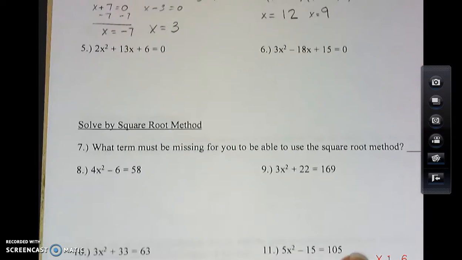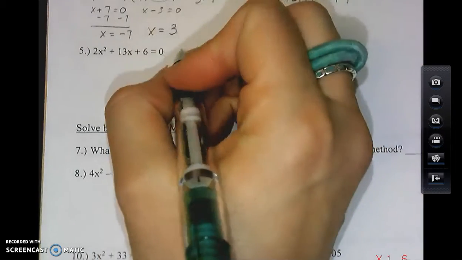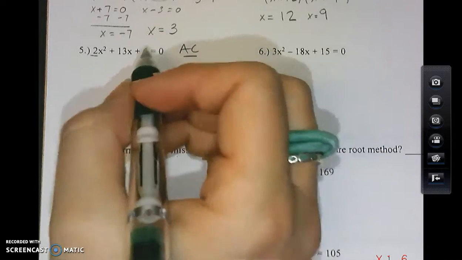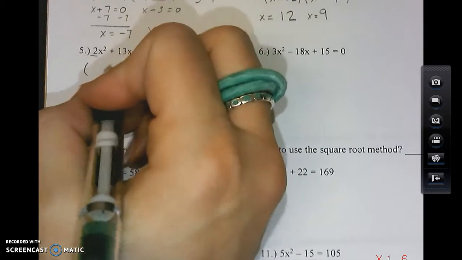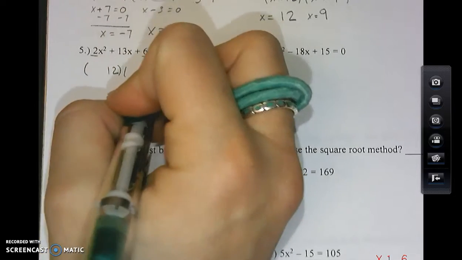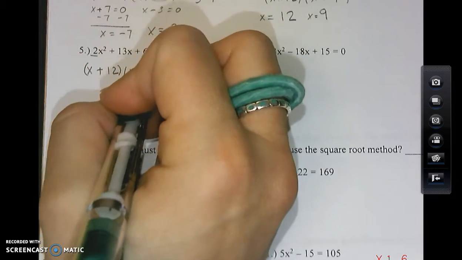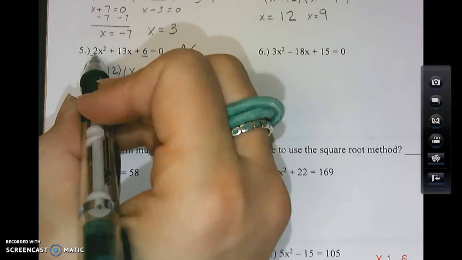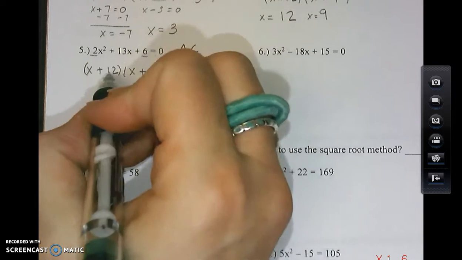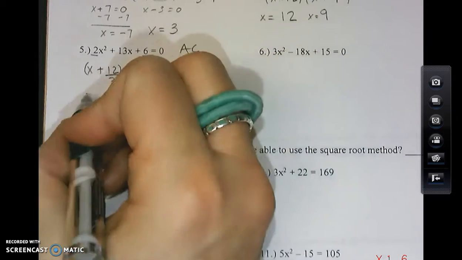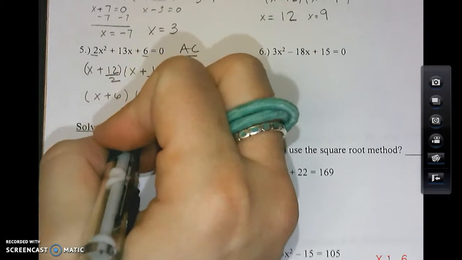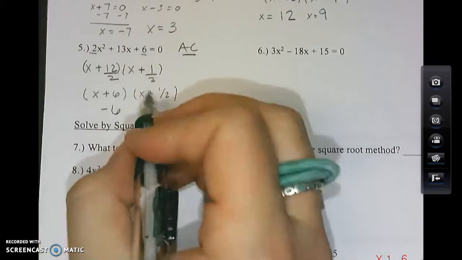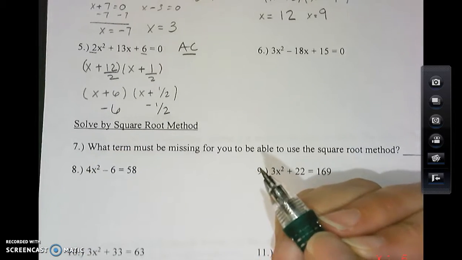Those would be my two answers. All right, let's look at number 5. Number 5 is a little bit different because we have to use the AC method. We're taking A times C, that gives me 12, factors of 12 that add to give me 13. That's going to be 12 and 1. So we have x plus and x plus. Now that we took A times C, we're done with our A. It helped us out, but we don't need it anymore. So we're going to divide the A back out. This becomes x plus 6 and x plus 1/2. And then we flip the signs. So negative 6 and negative 1/2.